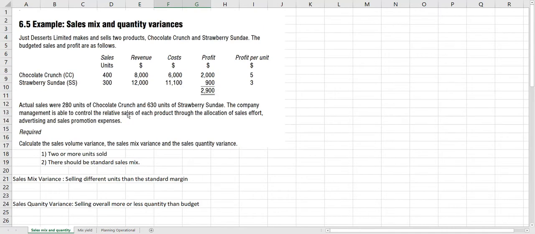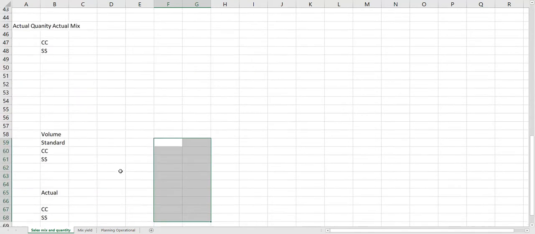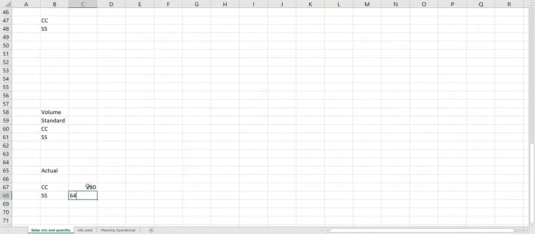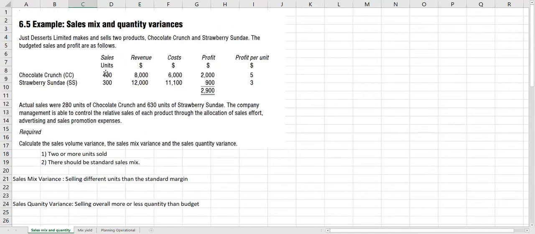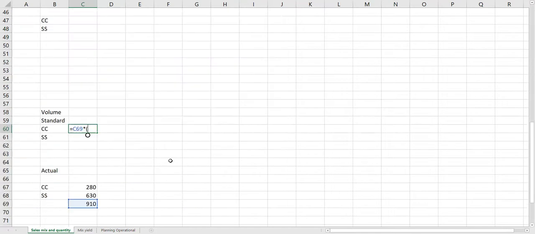I look at the actual sales, which is 280 and 630. Total sales overall is 910. What if I had sold them in standard mix? If I had sold them in standard mix, I would have sold 400 of chocolate crunch. Remember, if I add both of them together, they become 700. You could multiply by 4, divide by 7, or you could multiply by 400, divide by 700. Both of them will give you the same result. I would have sold 520 chocolate crunch and 390 strawberry sundae. Remember, the overall quantity should be same, only the mix changes.